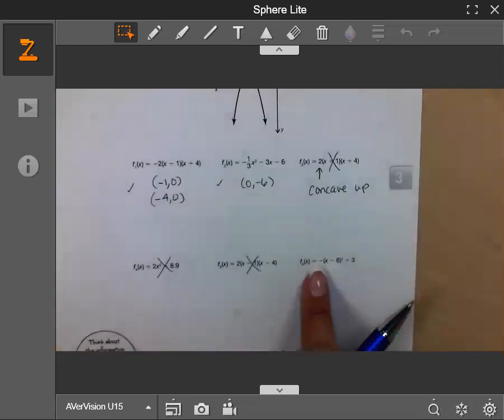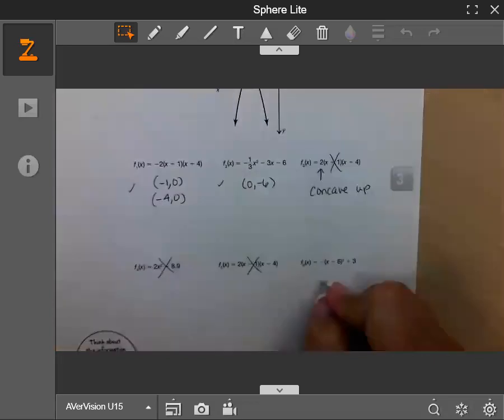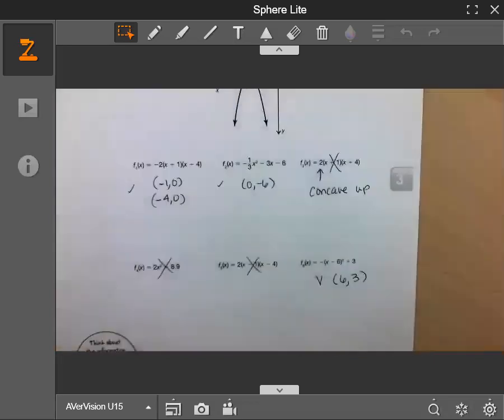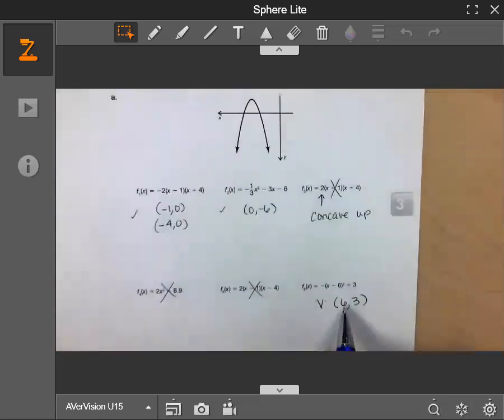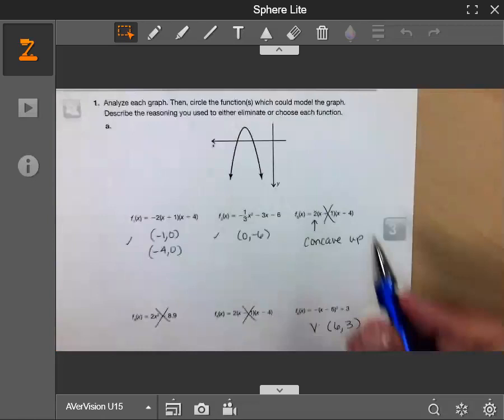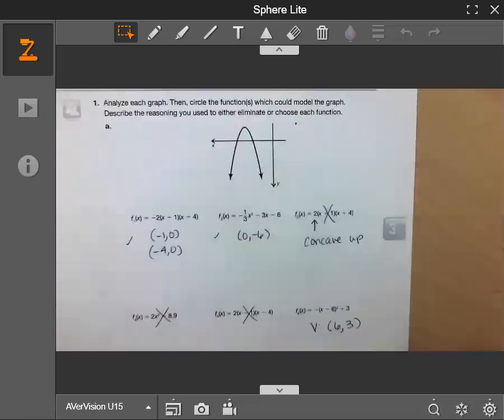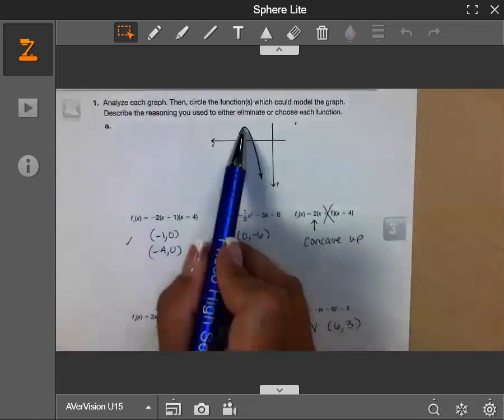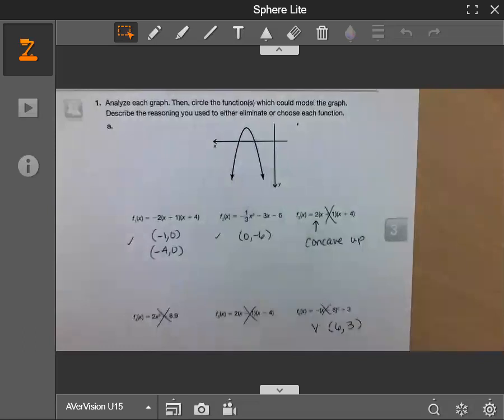It is written in the vertex form. And so our vertex here would be 6 and 3. Remember that minus is part of the formula. So with a vertex of 6, 3, well, 6, 3 is in the first quadrant over here. So we know that it's not this one. So that could not be the equation either. So that helps you eliminate a lot of choices so that you're only focused on the ones that are possible.